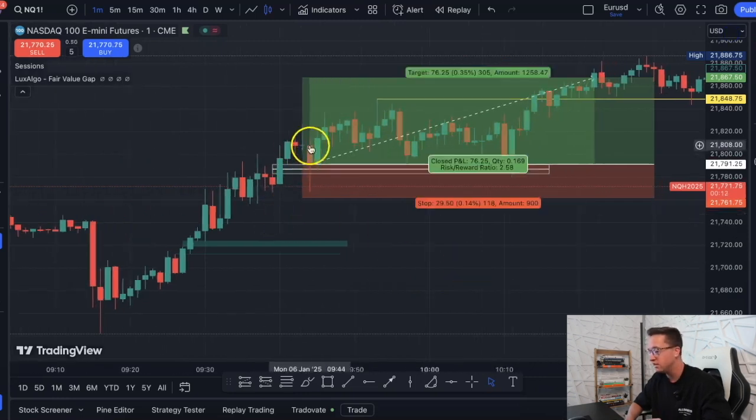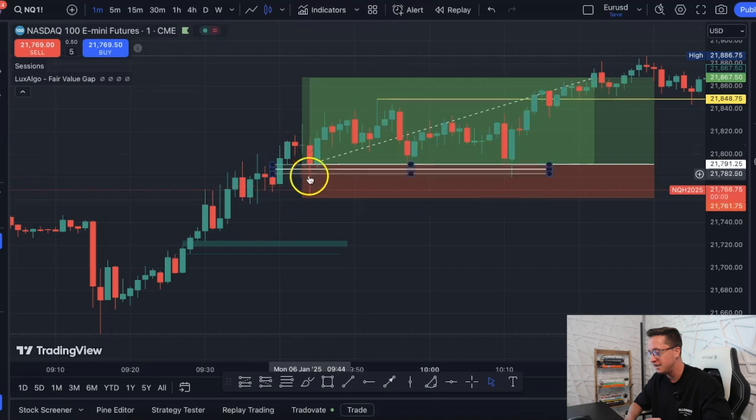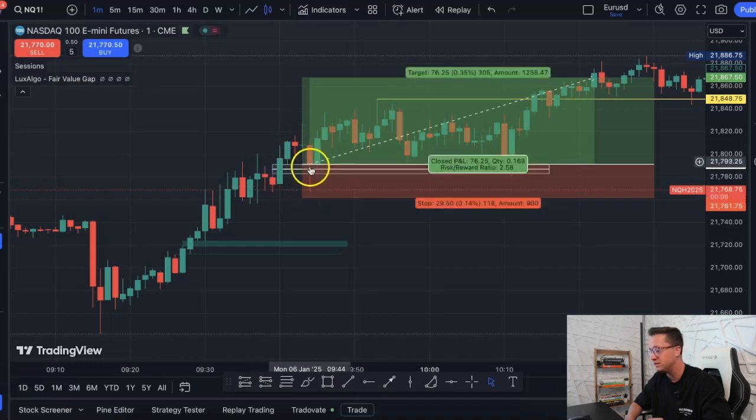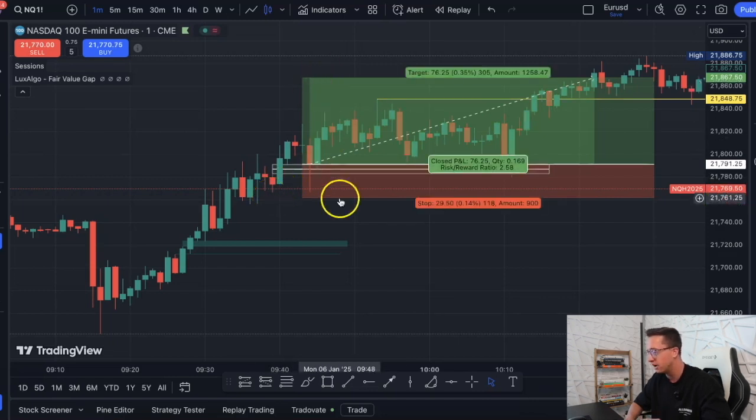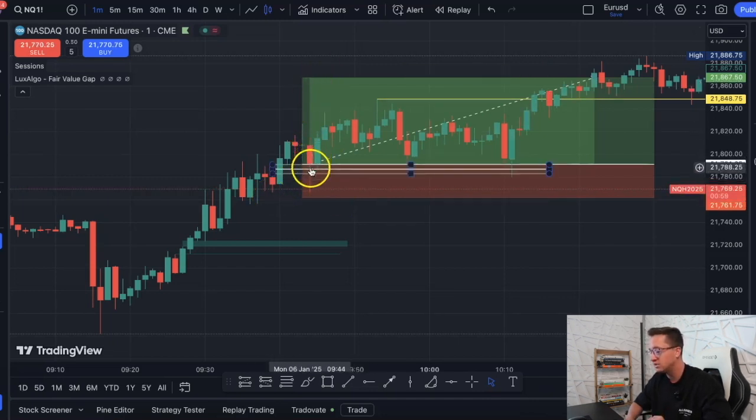So luckily, the 6th candle came and ran into our fair value gap, which is perfect because we have 2 minutes of time to set up our position, determine where our stop loss is going to be, and our take profit. So after I had set everything up, I took an entry right here.